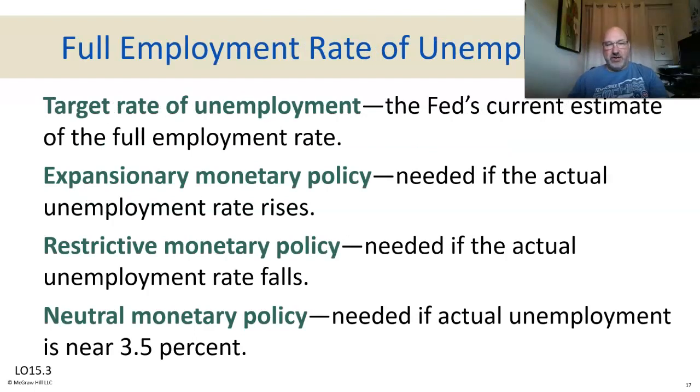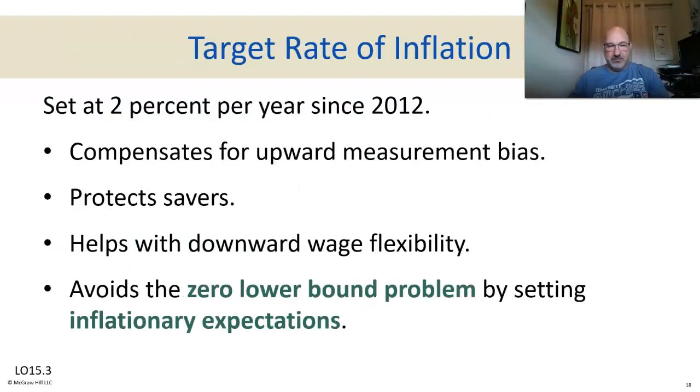For the full employment rate of unemployment, there's a target rate of unemployment, which is the Fed's current estimate of the full employment rate, which is 4 to 6%. So we go with 4%. And so expansionary monetary policy, just like expansionary fiscal policy, is needed if the actual unemployment rate rises. Restrictive monetary policy is needed if the actual unemployment rate falls.